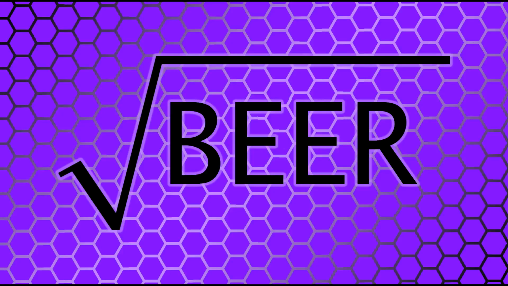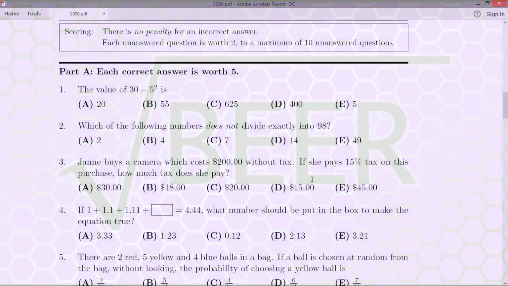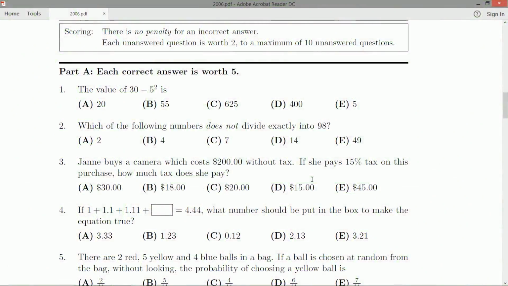Hi there, folks. Root Beer here, looking at question 2 on the 2006 8th grade Gauss paper. Which of the following numbers does not divide exactly into 98? And we're given 5 options here: 2, 4, 7, 14, 49.